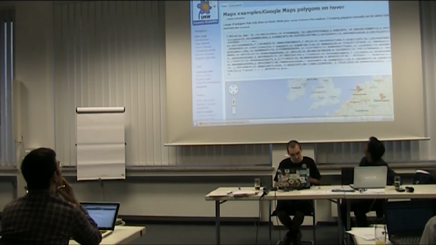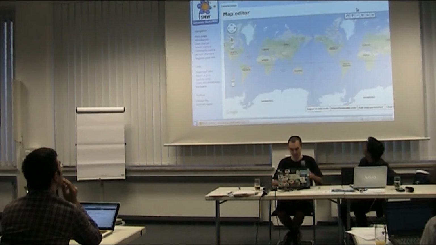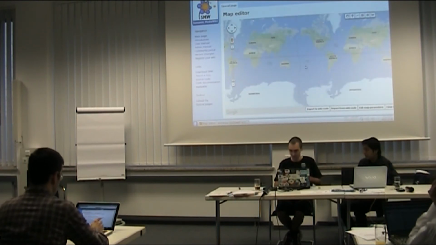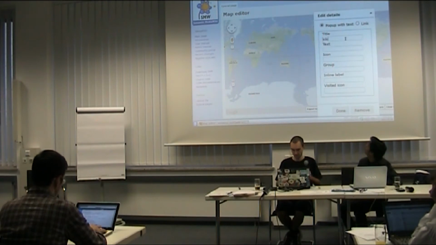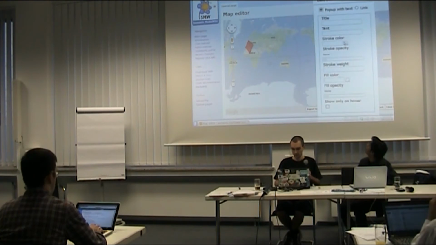Where did it go? Here it is. Yeah, okay. Which allows you to just put points onto a map. It's a visual editor, right? You get the ID. It's pretty simple. And it allows you to change a lot of different properties of all the things.